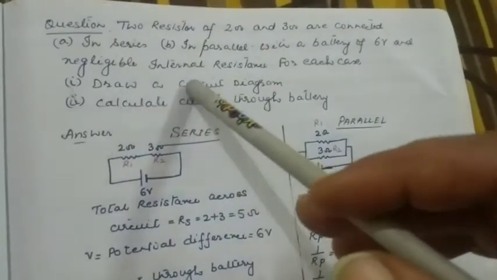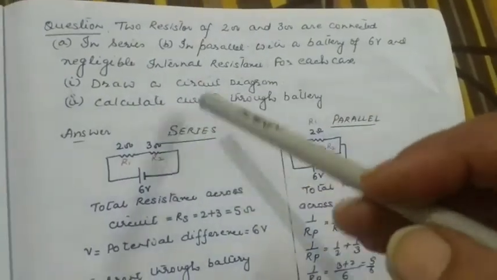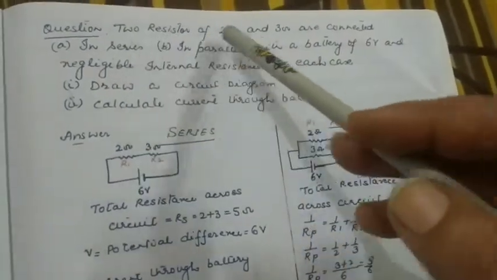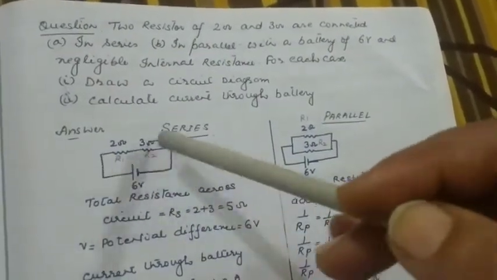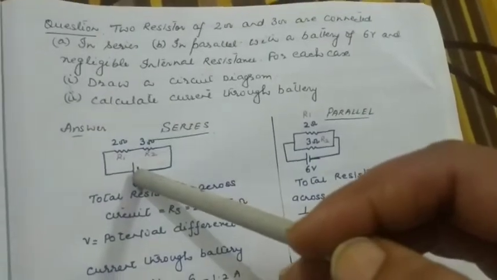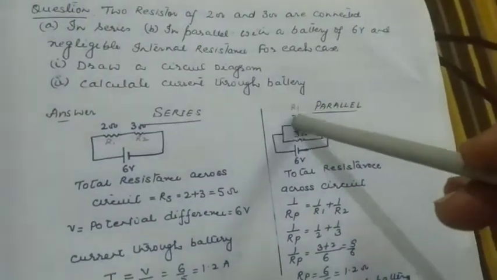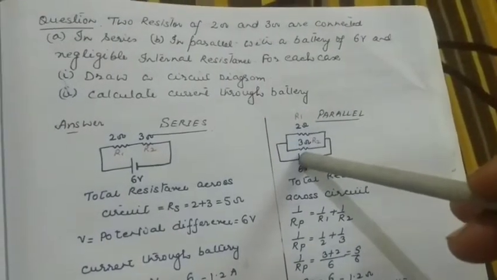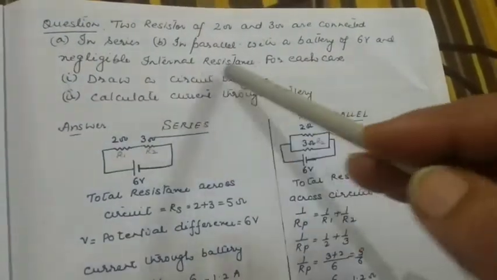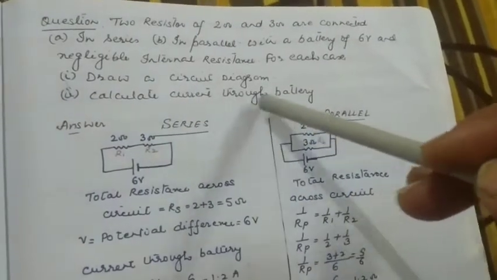So as far as drawing the circuit diagram is concerned, first we will draw the diagram. So how to draw the diagram? Two resistors connected in series. So we connect two resistors in series. Across those two resistors we will connect one cell of 6 volt. Same way here, two resistors connected in parallel. Across that we will connect one 6 volt battery. This is the first part. Second, calculate current through battery.